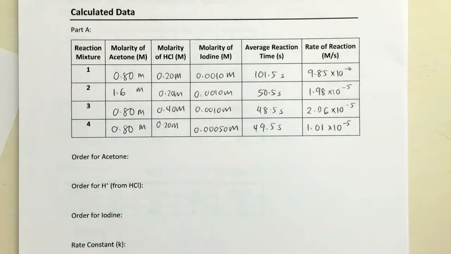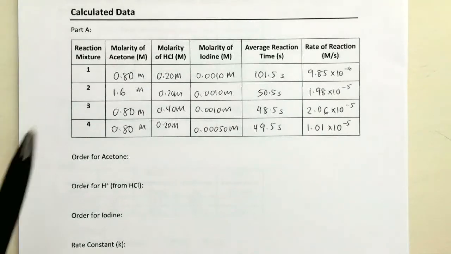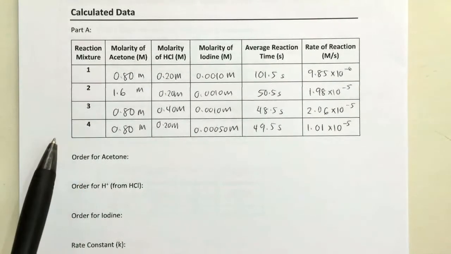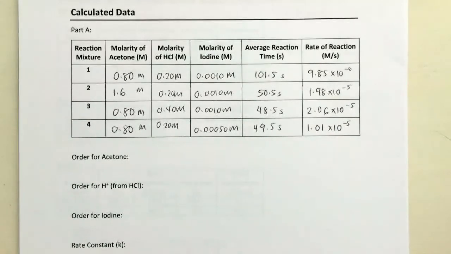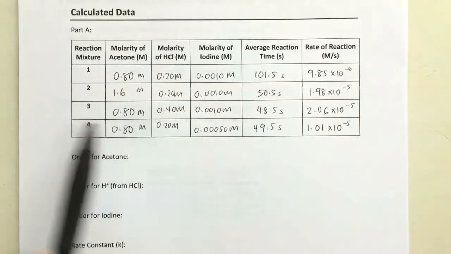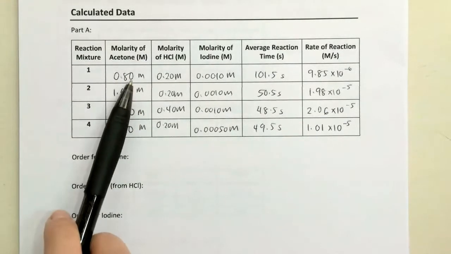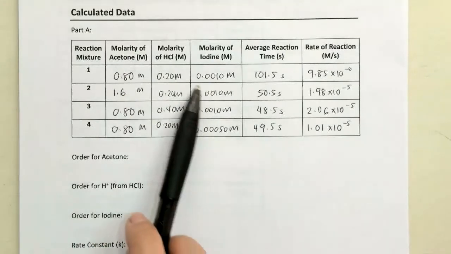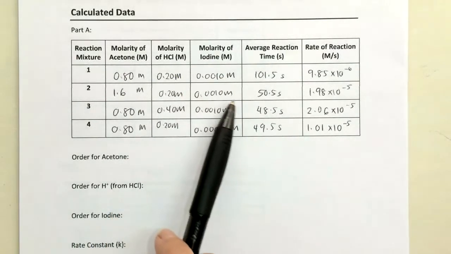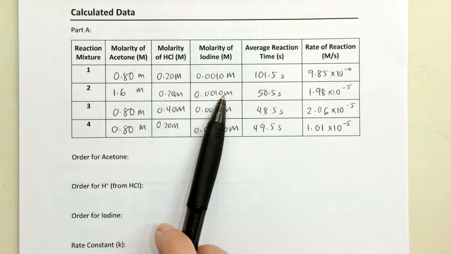So I'm going to go ahead and start with acetone. For me to find the order of acetone, I need to find two reaction mixtures, two of these lines, where only acetone is changing, but HCl and iodine are constant. So HCl and iodine cannot change, but acetone has to change. Just by looking at it, if you take lines 1 and 2, you have 0.8 going to 1.6, 0.2 constant, 0.001 constant. So that works. Lines 1 and 2 would work for acetone.